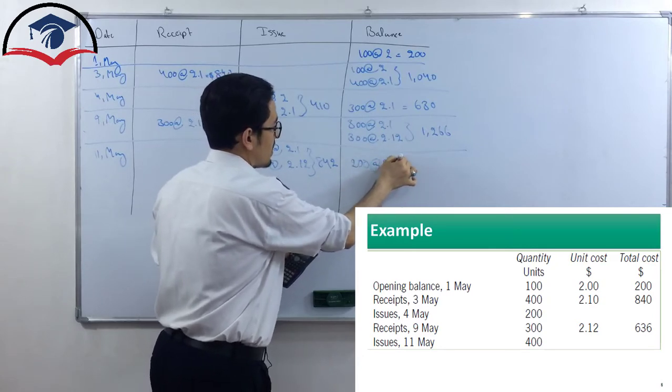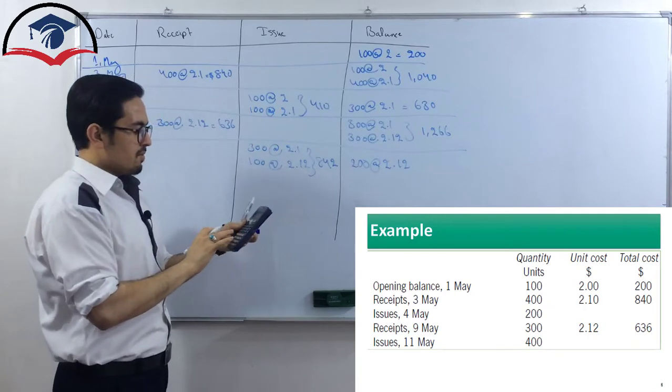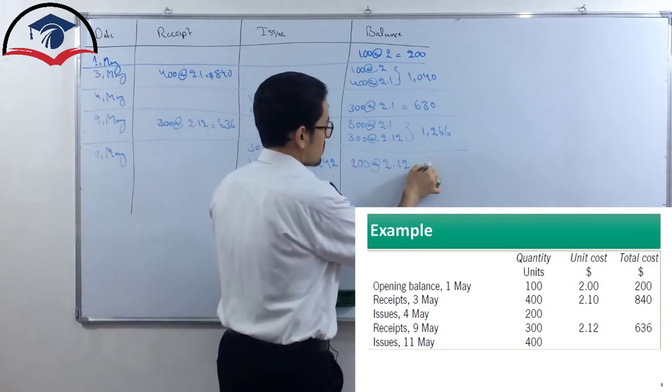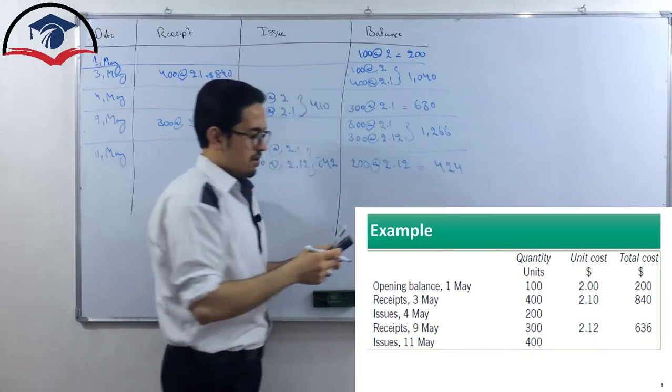of 2.12. So 200 units multiplied by 2.12 will end up to $424.